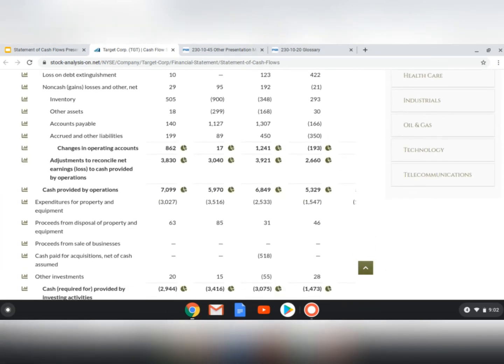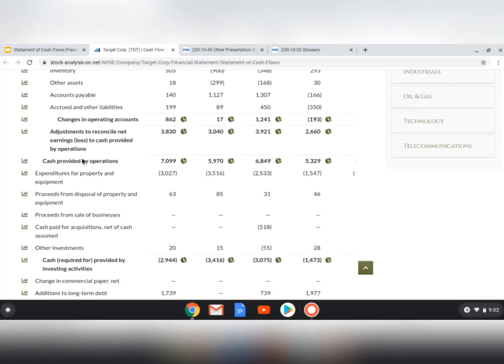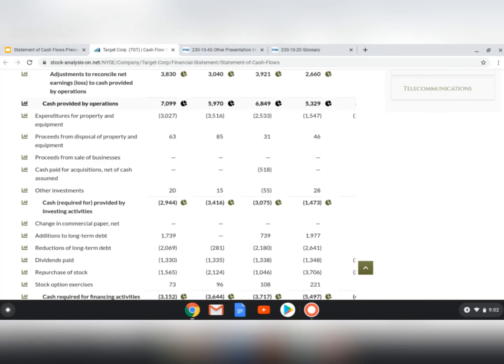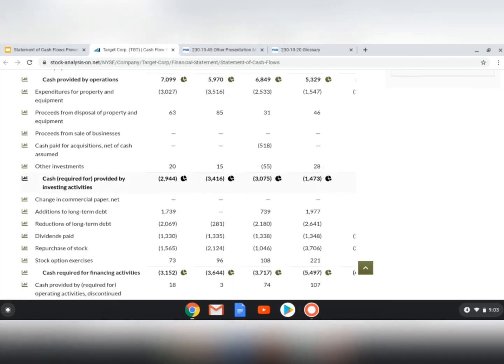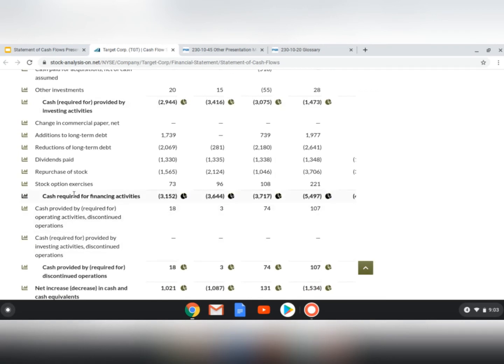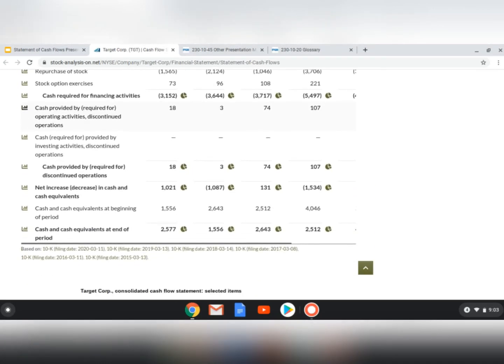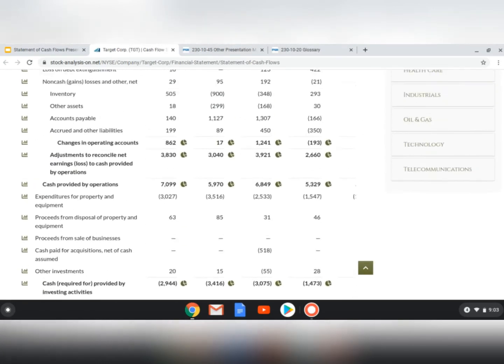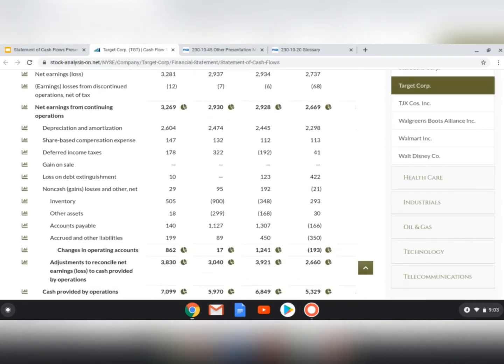So like I said, the first section of the statement of cash flows will be the operating activity. Here this line says cash provided by operations, and then the next line they listed is investing activities. Here they listed a negative 2.944 for their investing activities for the year, and you can see in the parentheses they put required for or provided by. Required for is basically what they had to spend for those activities. And then their last line will be cash required for financing activities. So this just goes to show you the different components on the statement of cash flows, and this is a real world example so you can see how it would apply when you are an accountant in corporate America.